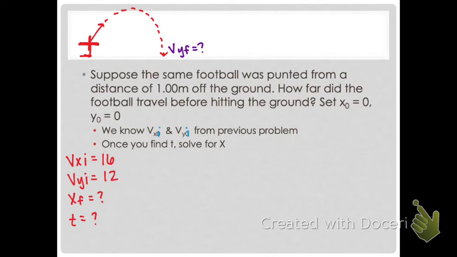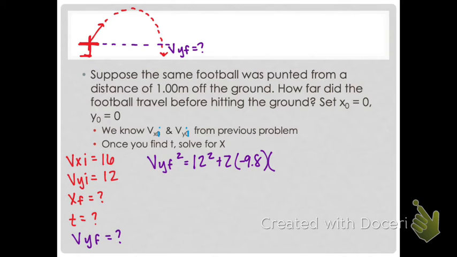Okay, so let's do that. If we want to bypass the quadratic, we're going to solve for VYF, and we're going to use our third equation to do that. VYF squared equals 12 squared plus 2A. And what's my Y final here? Nope. -1 meter.